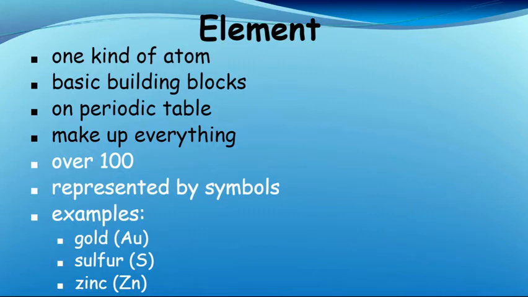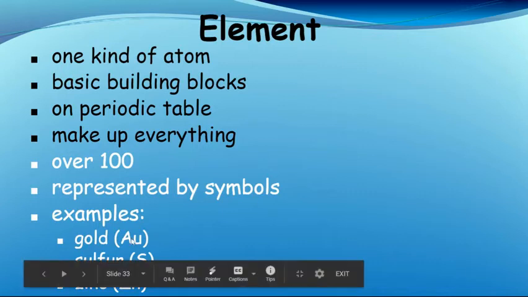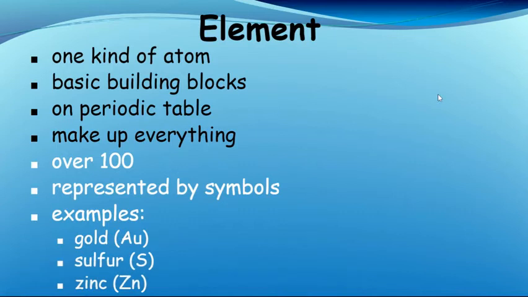So now when you look at your periodic table, and you will actually get a periodic table to use, they're going to be represented by symbols. So for example, here, this is my symbol for gold. And you'd be able to see here in a second, the symbol for sulfur and zinc. And so when you look at your periodic table, you'll see the symbols, and this is what they all stand for.